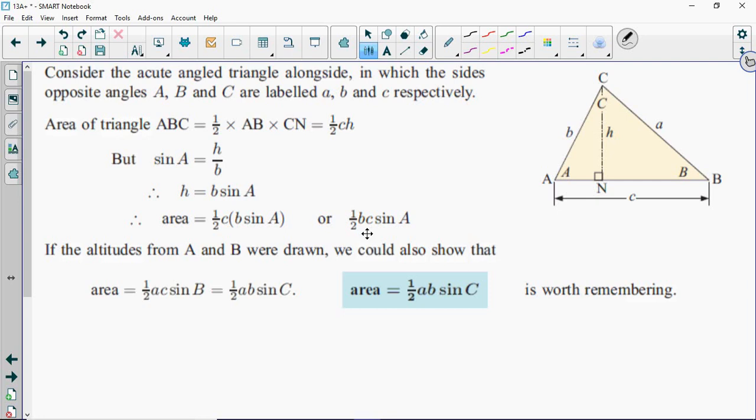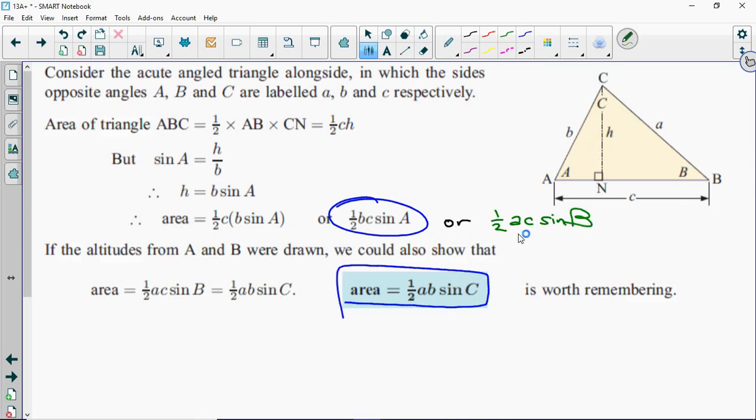Now that was going through this process by using this altitude, the height from angle C down to the bottom. But you know what? We could have done the exact same thing drawing in that altitude, or we could have drawn in the third altitude as well. So it's true that the area is equal to 1/2 times b times c times the sine of A. It's also true that it's equal to 1/2 AB times the sine of C, but then it's also true that it's equal to 1/2 AC times sine of B.